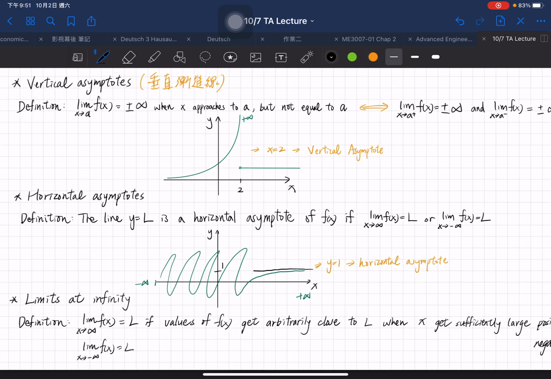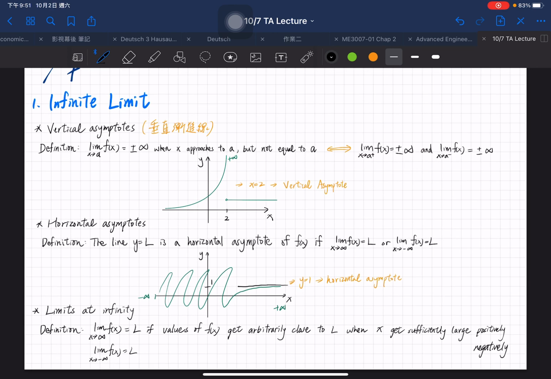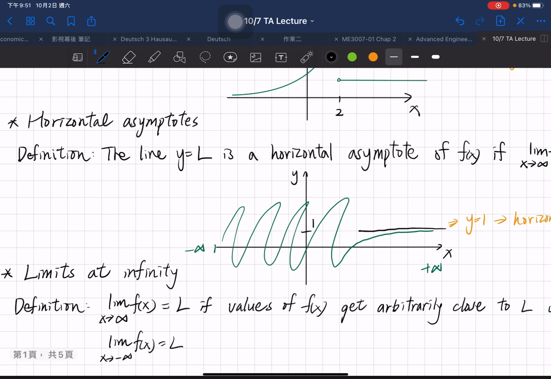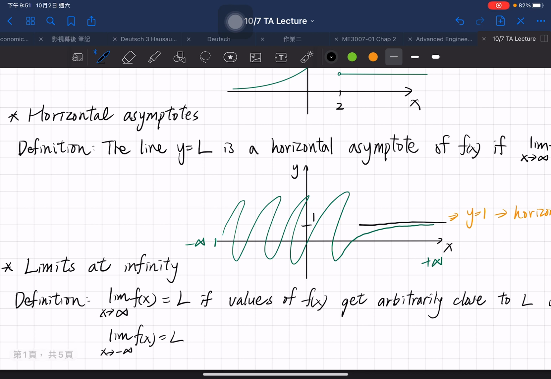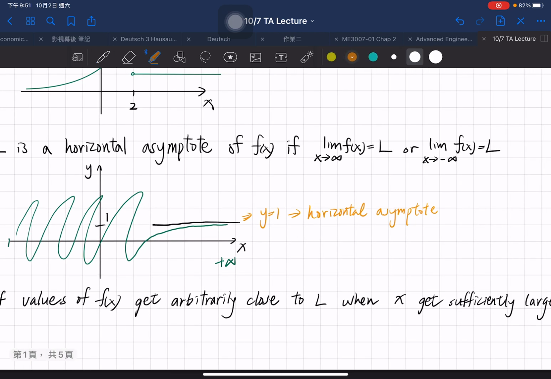The third is the limits at infinity. Just as you know, we have done many limits when x approaches some value a. Now we change the value of a into infinity, so it becomes the limit at infinity. We say the limit of f of x when x approaches infinity equals L if the value of f of x gets arbitrarily close to L.